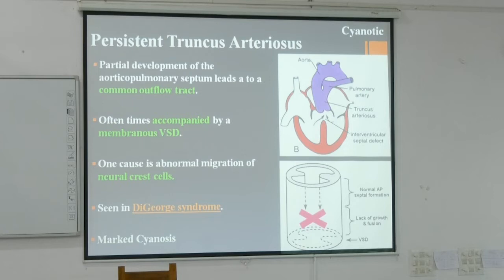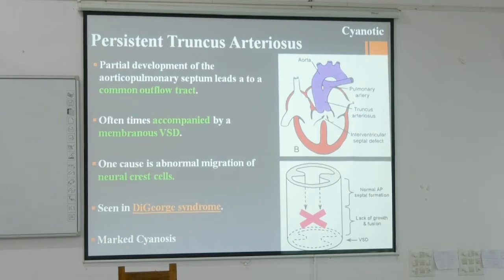Now between this aorta and this pulmonary artery, we have a septa formation taking place. This septa is splitting the opening of the aorta and the pulmonary artery into two different entities. We call that septation the aorticopulmonary septum formation. That is what separates the aorta and the pulmonary artery.